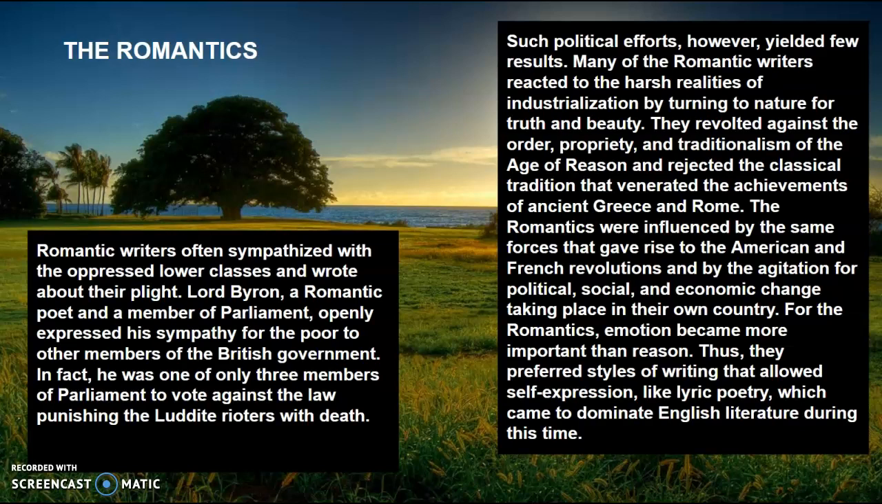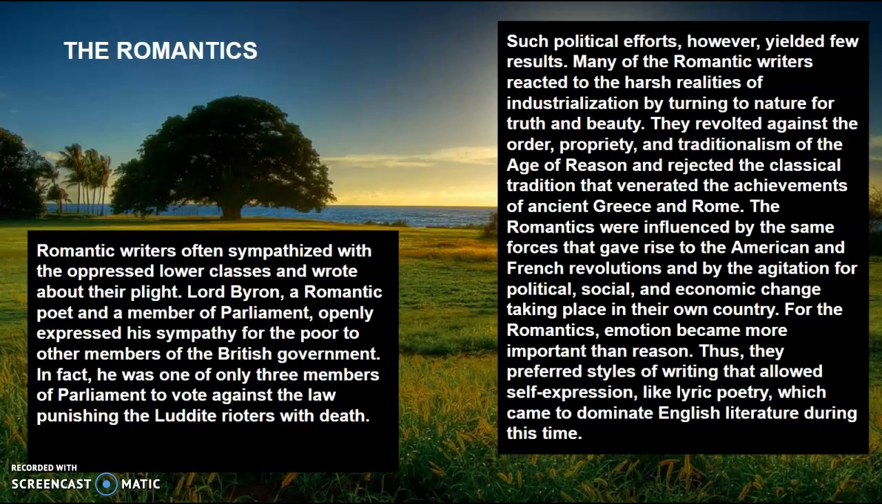The Romantics. Romantic writers often sympathized with the oppressed lower classes and wrote about their plight. Lord Byron, a Romantic poet and a member of Parliament, openly expressed his sympathy for the poor to other members of the British government. In fact, he was one of only three members of Parliament to vote against the law punishing the Luddite rioters with death. Such political efforts, however, yielded few results.